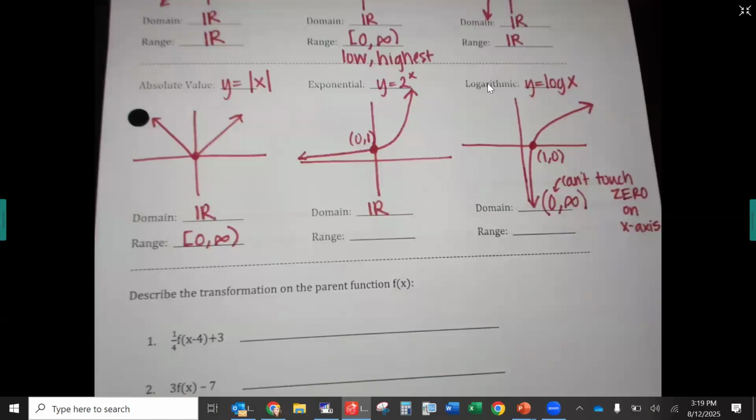Does anyone remember what it's called where you get closer and closer but you can't touch it? Starts with the A? Asymptote. Very good.